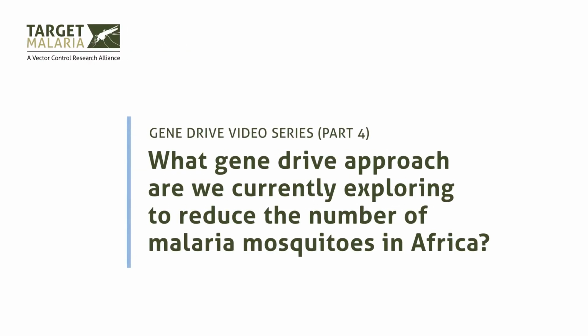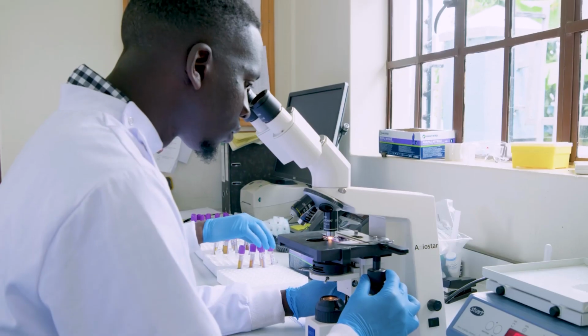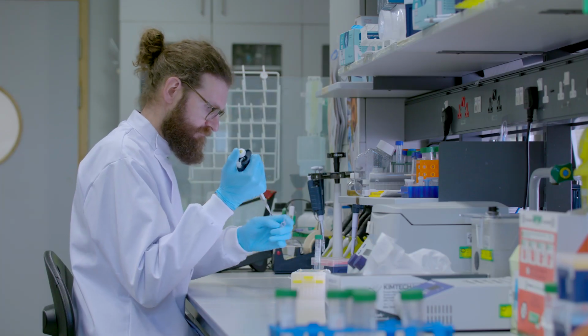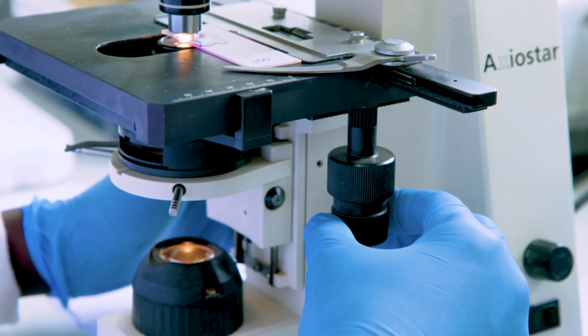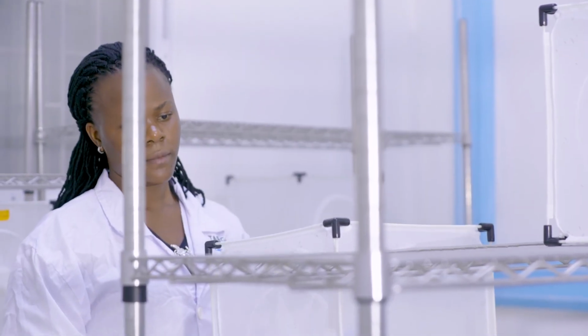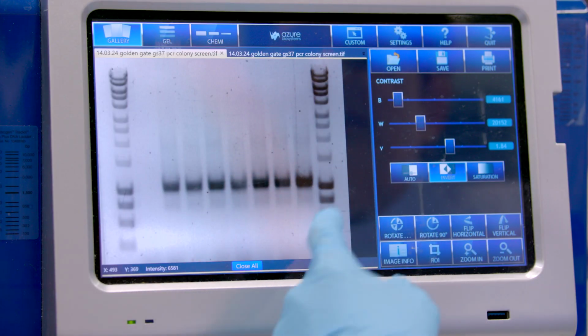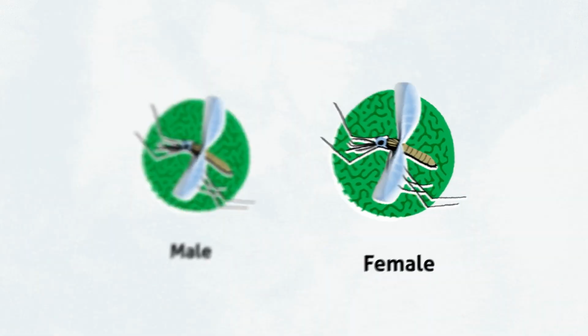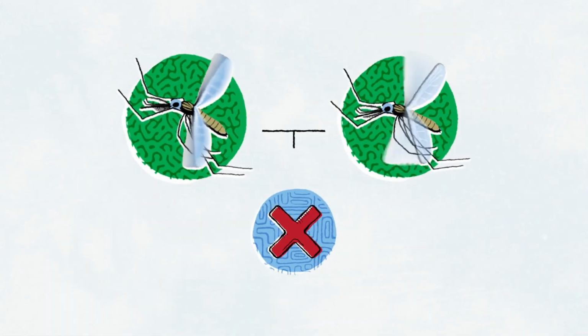What gene drive approach are we currently exploring to reduce the number of malaria mosquitoes in Africa? At Target Malaria, we aim to tackle malaria transmission at the source. To do this, we are working to develop a genetic modification that could reduce the number of malaria-transmitting mosquitoes in sub-Saharan Africa. The genetic modification we are currently investigating targets the fertility of female mosquitoes to make them sterile.